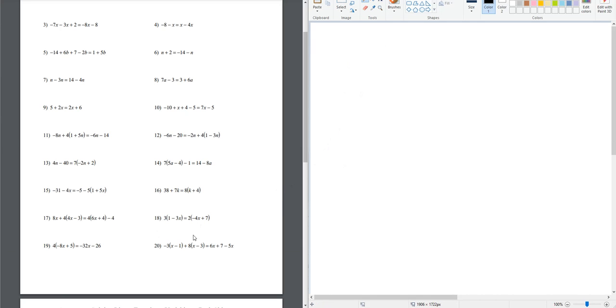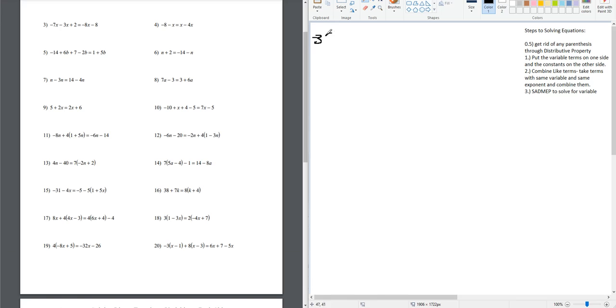So then if we were to do number 20 here, move that over this side here. So we have negative 3x minus 1 plus 8x minus 3 equals 6x plus 7 minus 5x. All right. So again, we're going to do step 0.5, which is get rid of any parentheses through the distributive property, which means that we're going to multiply the outside number of this parenthesis to everything on the inside.